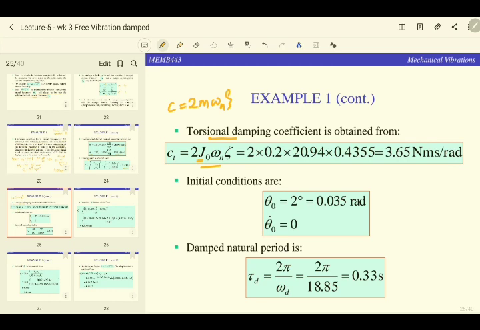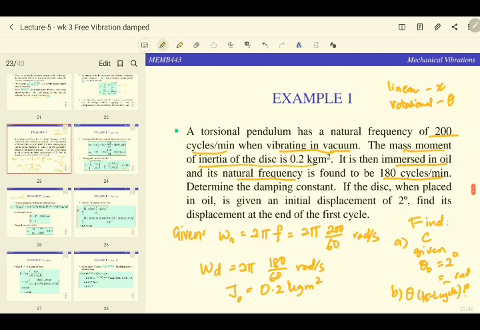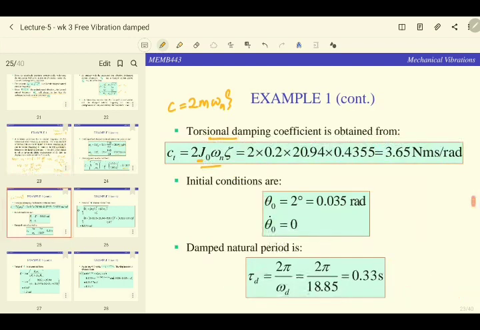So you have J naught given. You have the value of omega n, and you calculate the zeta, then you can get the torsional damping coefficient. Remember, that's what you want to find out. So maybe I use a CT there. That's how you get your CT.